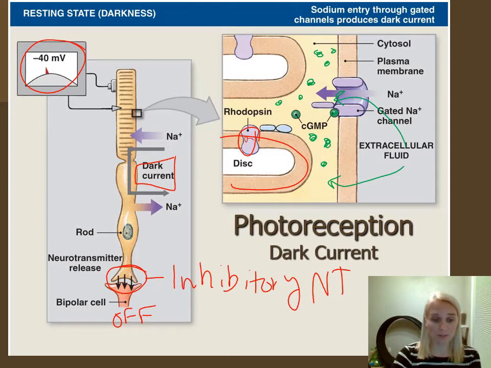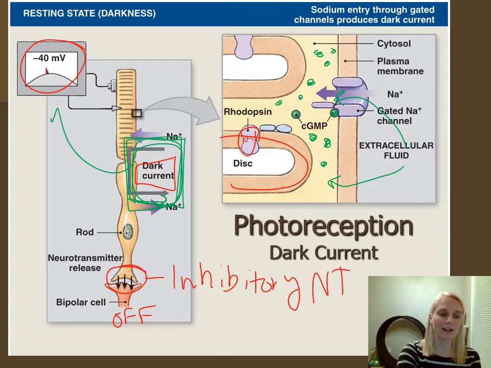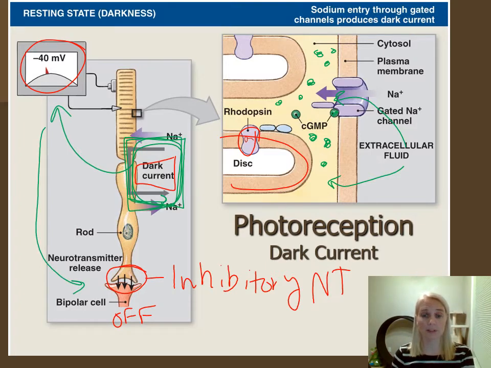But in the inner segment, if you look down here, we're going to have some active transport pumping the sodium back out. So that's why it's called the dark current, because we have sodium leaking in, we pump it out. Sodium leaking in, we pump it out. And that's what helps to maintain this -40 millivolts, which then allows the inhibitory neurotransmitter to be released. Okay, so this is the dark state, no light coming in. So let's take a look at what happens when light does come in. How are we going to stop the release of the inhibitory neurotransmitter?